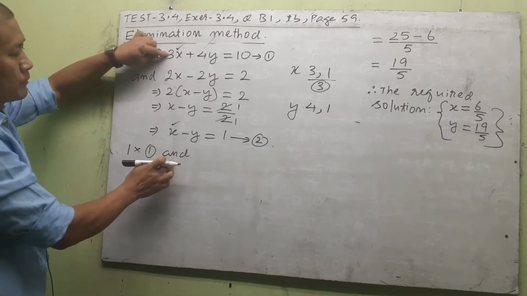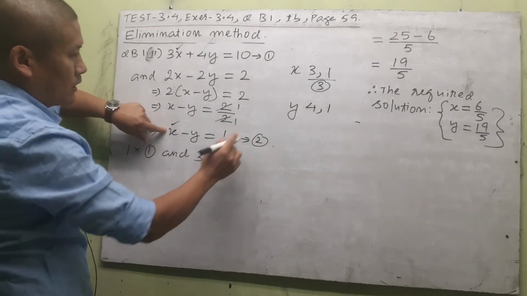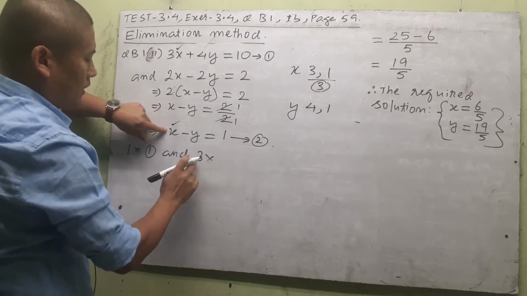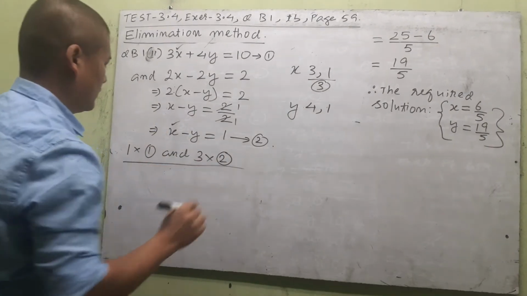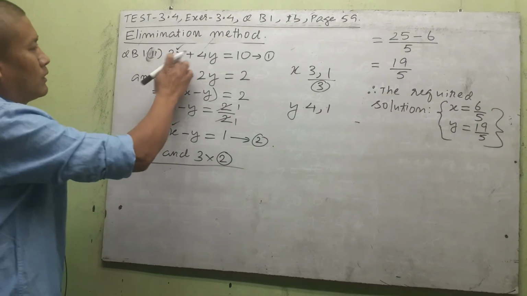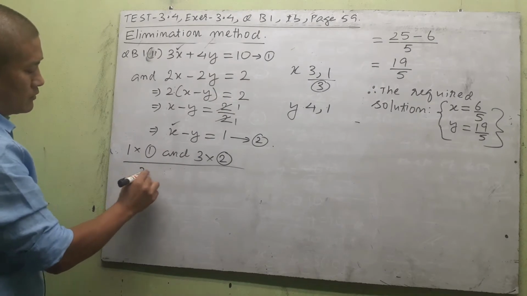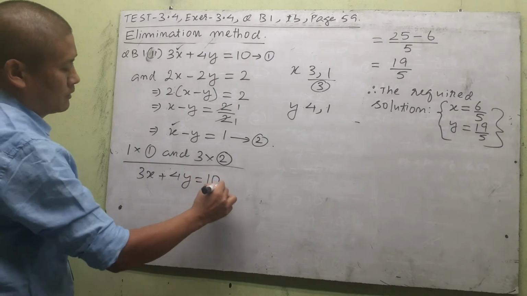The next one is here, 1. No number means 1. 1, 3s are 3. So 3 will multiply all of equation number 2, every term in equation number 2. So if you do that, 1 into 1, so 1 will multiply means this will remain the same: 3x plus 4y is equal to 10.